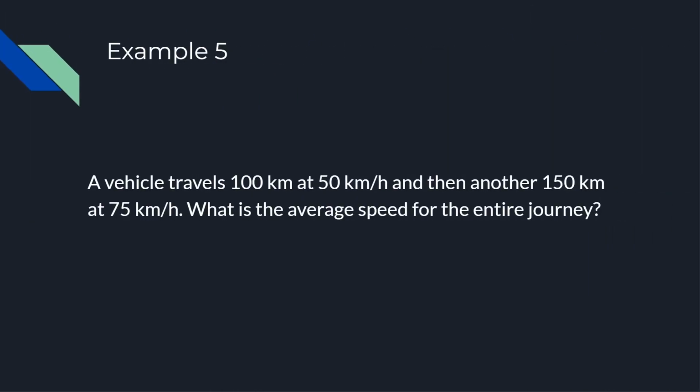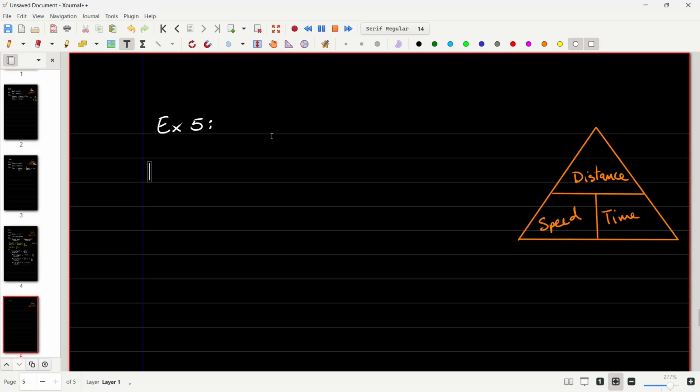Example 5. A vehicle travels 100 kilometers at 50 kilometers per hour and then another 150 kilometers at 75 kilometers per hour. What is the average speed for the entire journey?